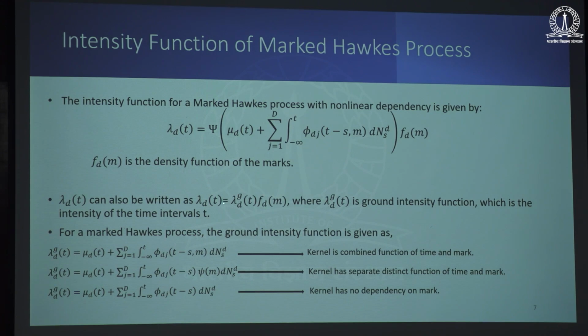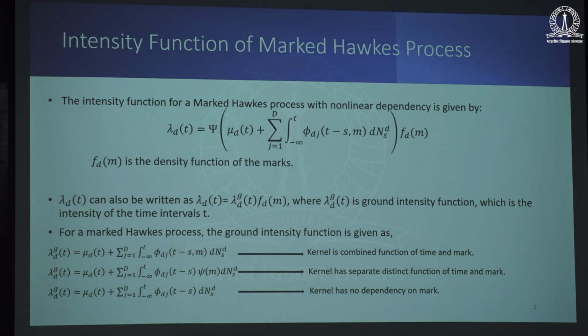So actually, we can write it as lambda dt into lambda gt into FDM. Lambda gt, we just call it the ground intensity function. There can be three types of Mark-Hawkes process and intensity function. One with a combined function of past timestamps and past marks. One in which the kernel is a separate function and the marks are a separate function that depends on the intensity. And another condition where there are marks, but the marks don't have any dependency. This is a normal Hawkes process.